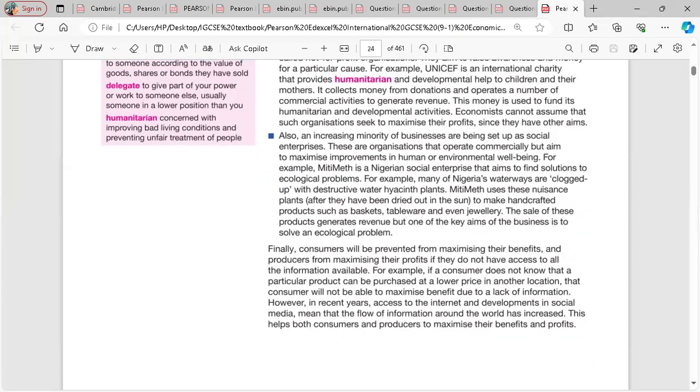And the last one. Also, an increasing minority of businesses are being set up as social enterprises. When we talk about social enterprise, we're talking about enterprises that care about the society. So if it's about the society, then you should find a way of selling to the people at cheaper, affordable prices. Make life easier for them. And if you are trying to do this, trust me, you won't be making profits. So these are the reasons why producers might not be able to maximize their profits. Is it clear? Yes.